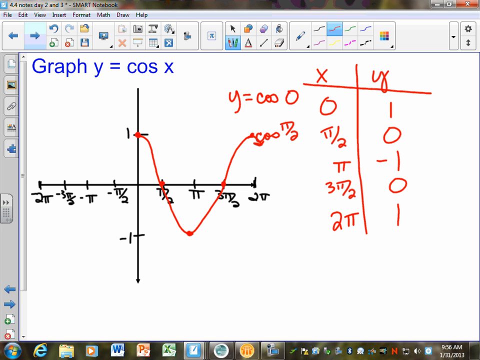at negative pi halves, do you agree that that's still going to be at 0? Like if I go back this way, I'm still going to have a 0 value. And at negative pi, do you agree that negative pi is the same as positive pi, and it's still going to be -1? Oh, no, sorry, positive 1. No, wait, what am I doing? -1. Yes.